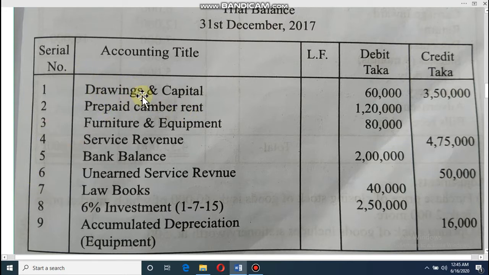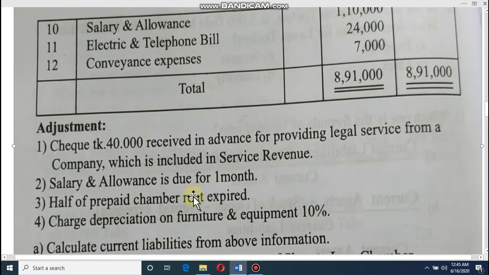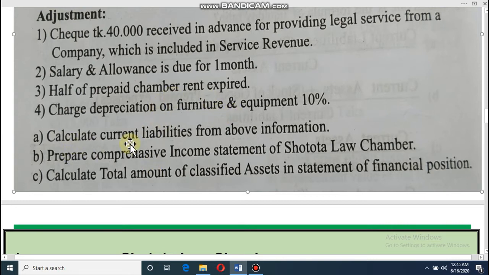This is serial, then account title, then ledger folio, debit taka, credit taka. Some information is given at the time of doing the math, we'll see this, and some adjustment also. The first requirement is to calculate the amount of liabilities. Dear student, you know liabilities means we are bound to pay them. That means if we are bound to pay anybody, then it is our liability, and out of that we have to write the current liability. That means the money which we have to pay within a short time. This is our current liability.